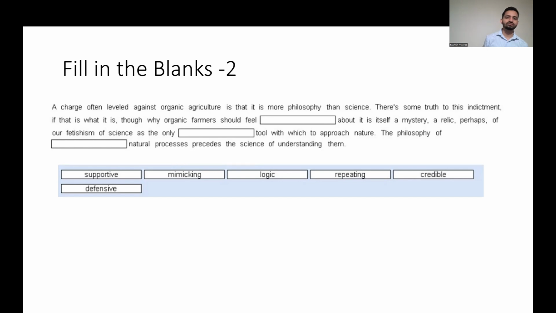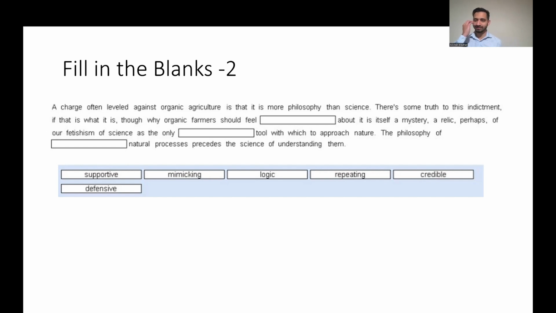All right. So this one is talking about organic agriculture. So now we're going to start doing the blanks one by one, right? That's what we said. The best way to do this is to tackle them one by one. So now we'll start to read that. A charge often leveled against organic agriculture is that it is more philosophy than science. There is some truth to this indictment, if that is what it is, though why organic farmers should feel something about it, just to think about it.